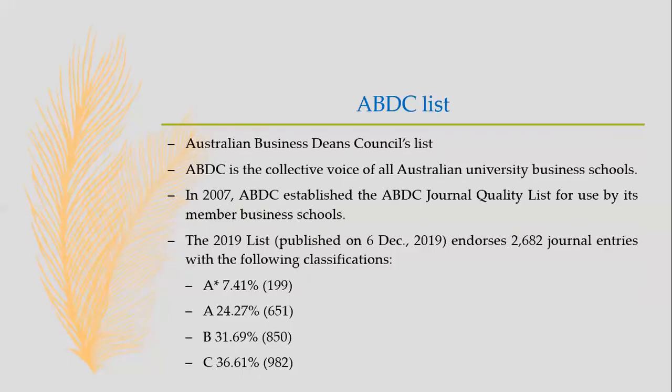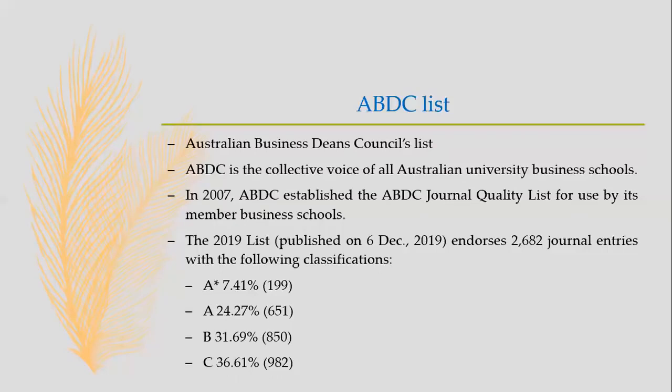Similarly, in the ABDC list, all the journals are listed and given some kind of rating. These ratings are made on the basis of categories: some are A star, some are A, some are B, and some are C. In the latest version, which was published in December 2019, we have 2,682 journals, and around 7.4% of them are in A star and the remaining in A, B and C.